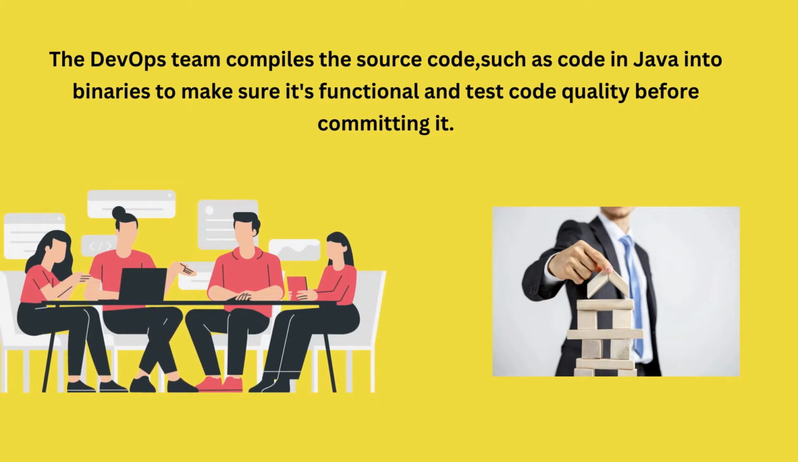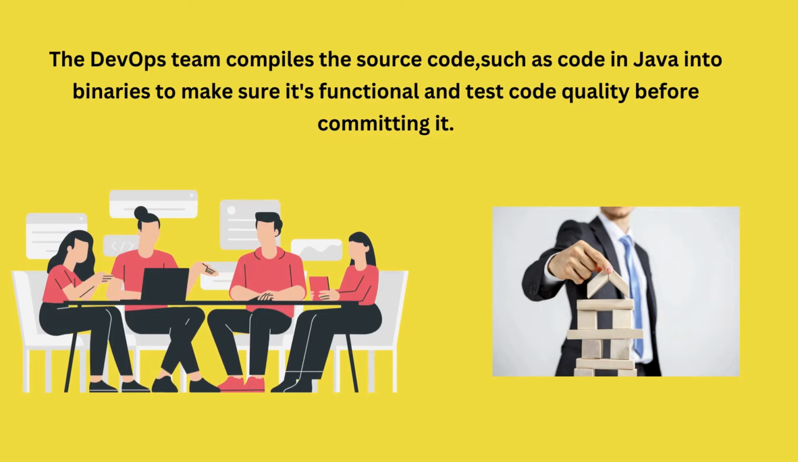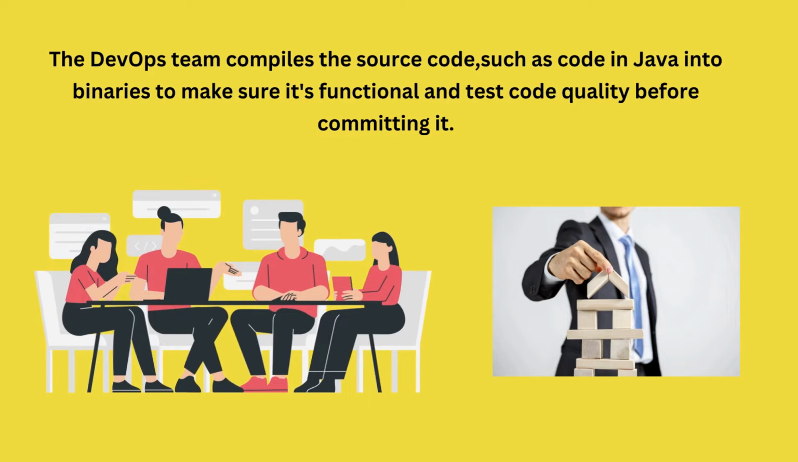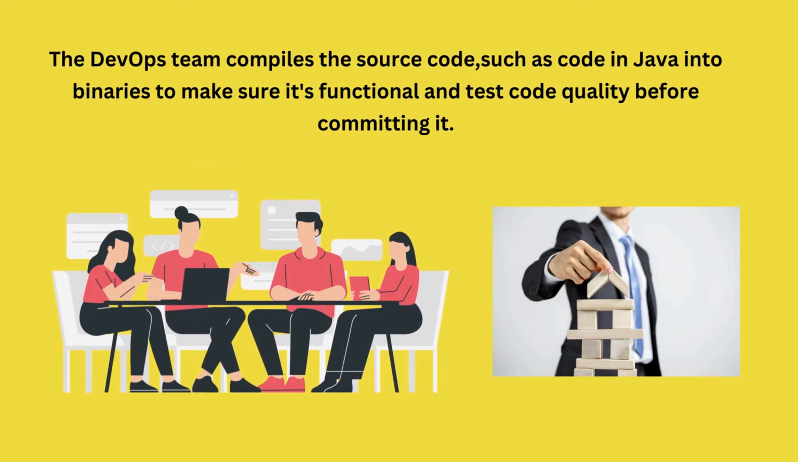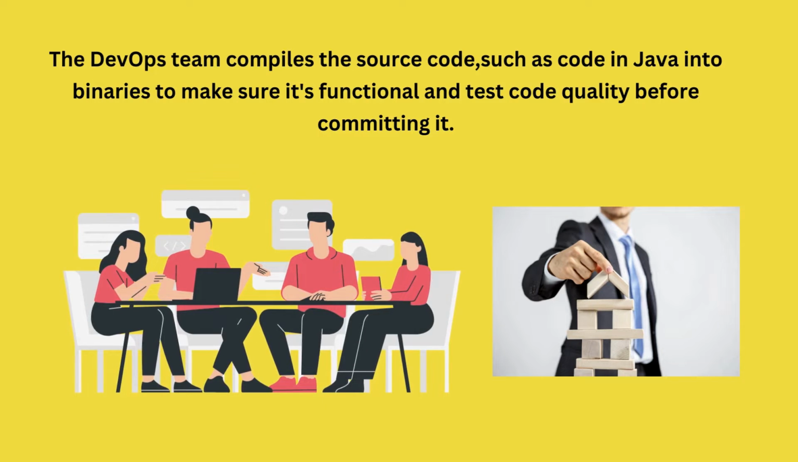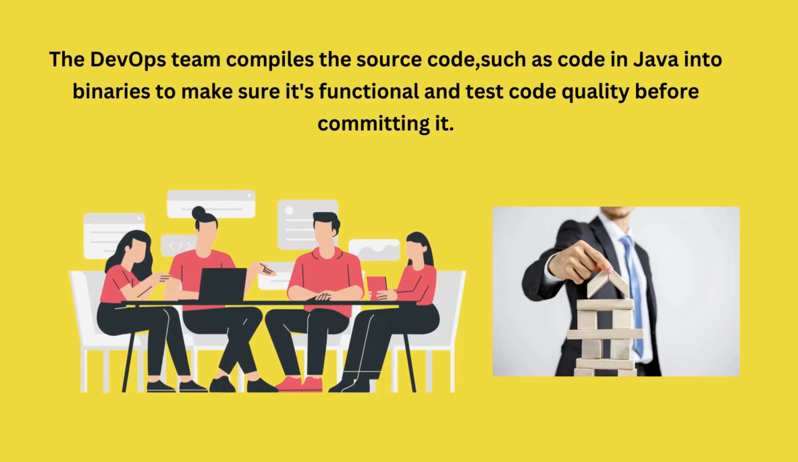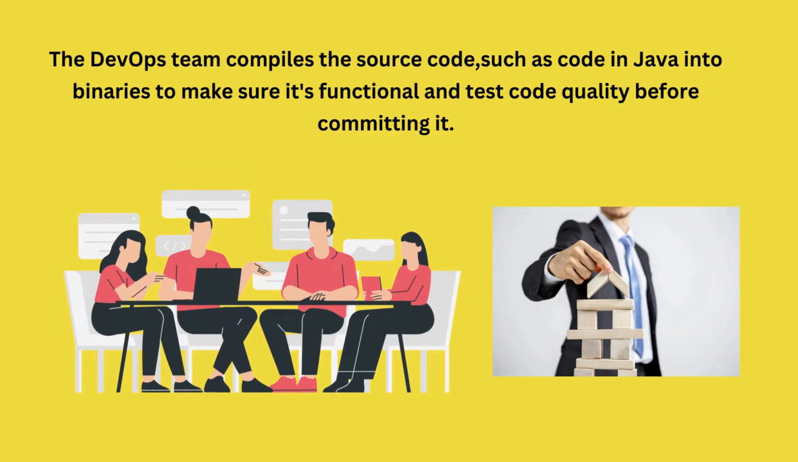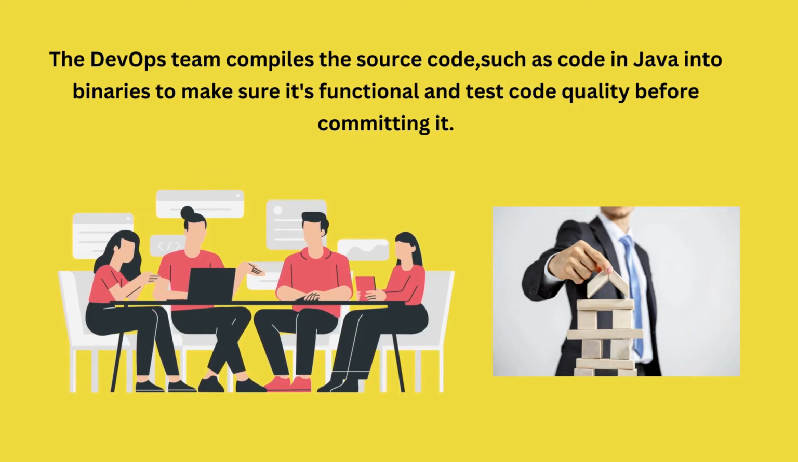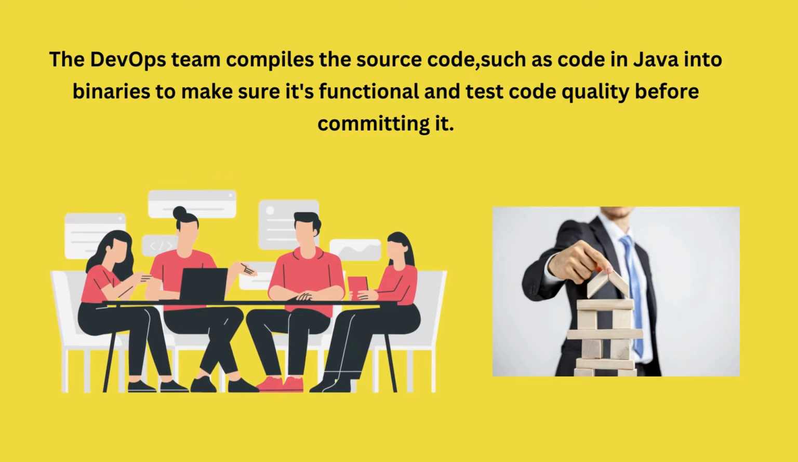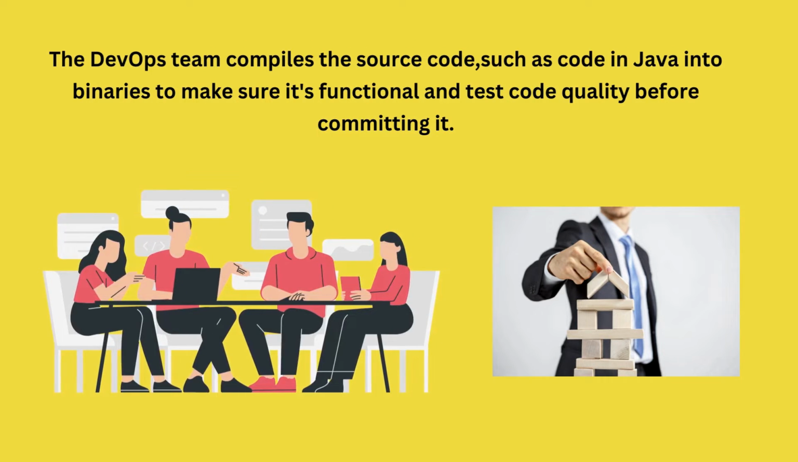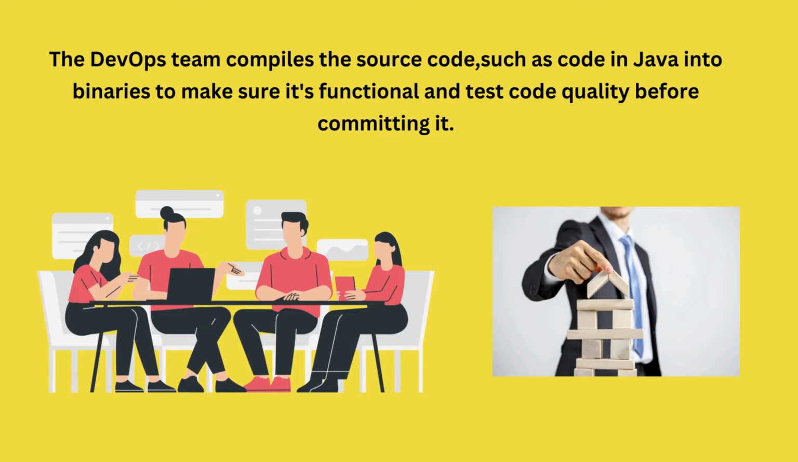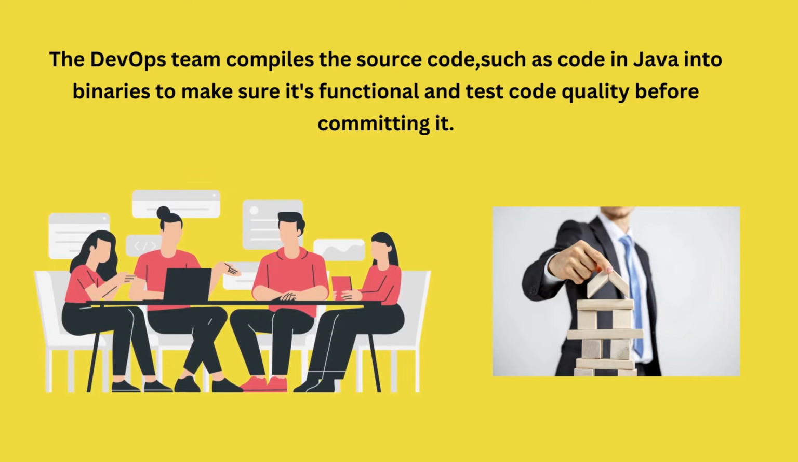Okay, the DevOps team will compile the source code, such as code in Java, into binaries to make sure it's functional and to test code quality before committing it. It means the DevOps team will compile the source code. Then it will convert into the binary file, then it will perform the functional testing or the regression testing, and after that they commit the code into the repository.